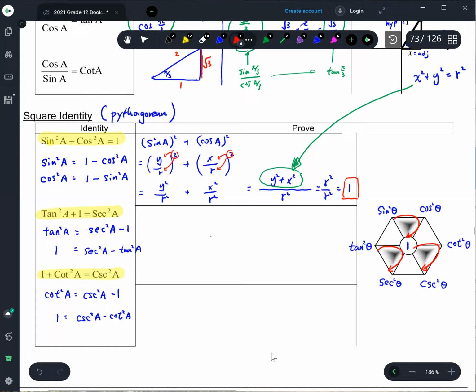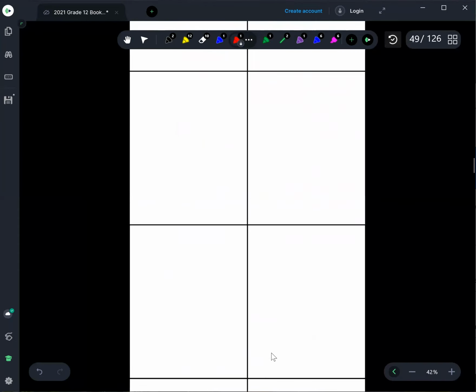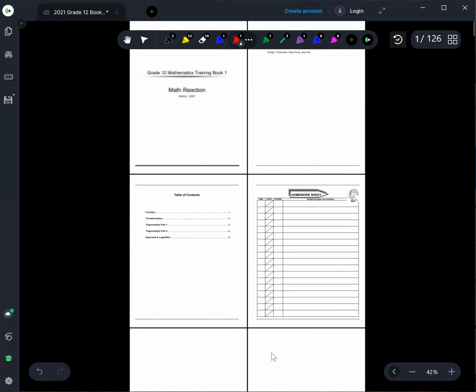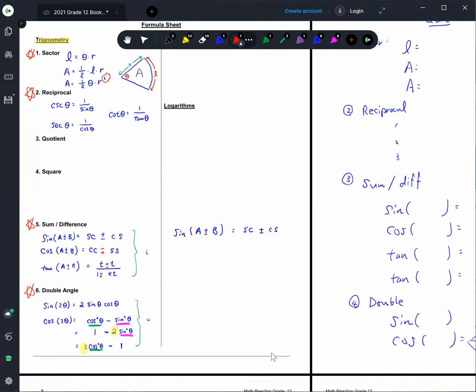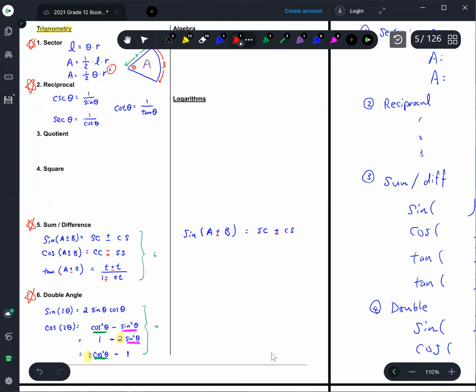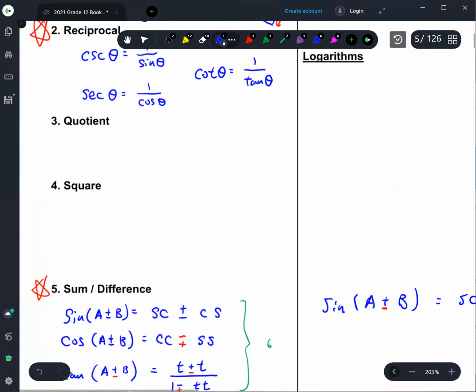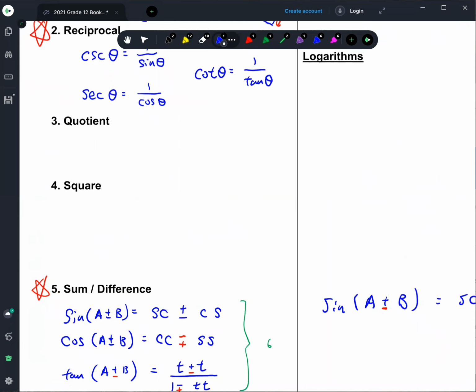Okay, so let's go to page 1 now. Everyone turn to page 1. Everything on the left side is the trig identity. So quotient, still remember quotient? What's the identity for quotient? Sophie? Sine A over cosine A equals tangent A.